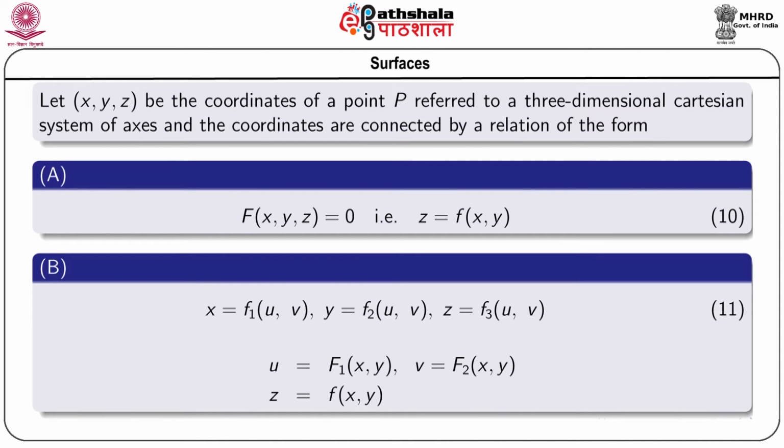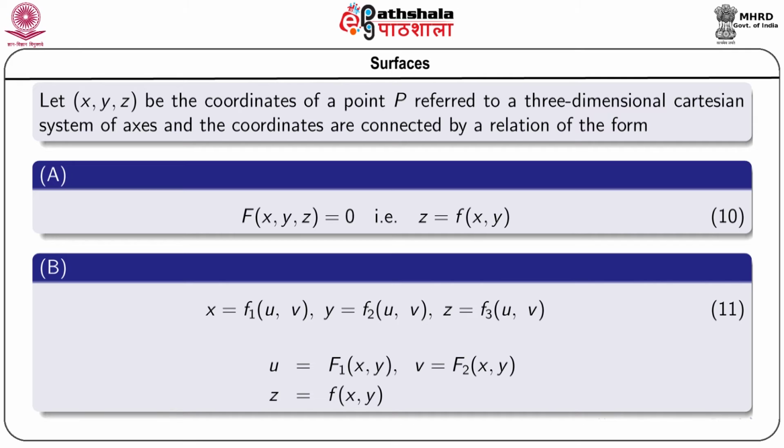There is one well known form which is called the parametric representation of a surface, given in equation number 11. In this equation, the coordinate x is written as a function of two parameters u and v, and y is also written as a function of the two parameters u, v, and z is also a function of the two parameters u, v. This representation is the parametric representation of the surface.